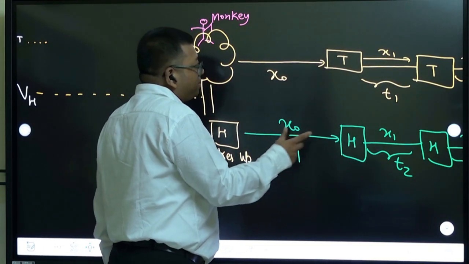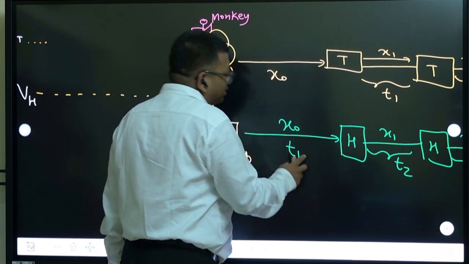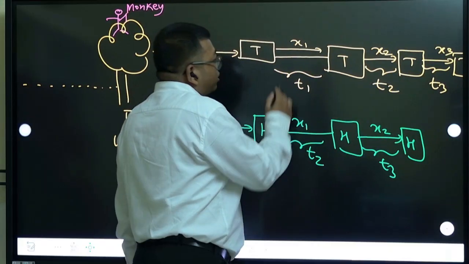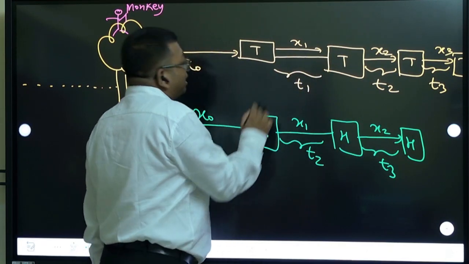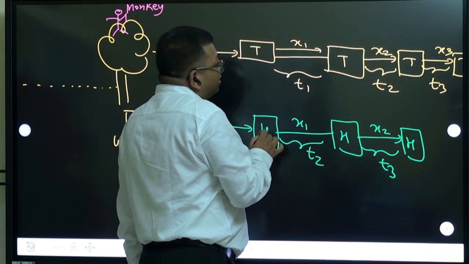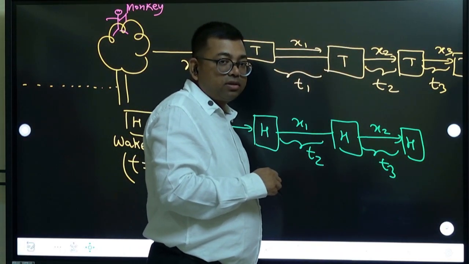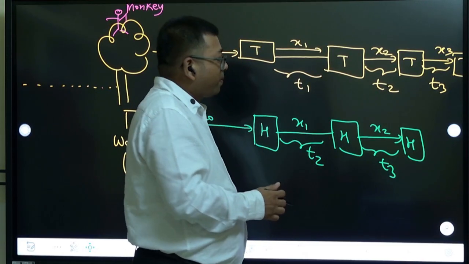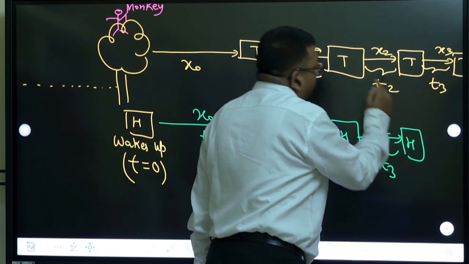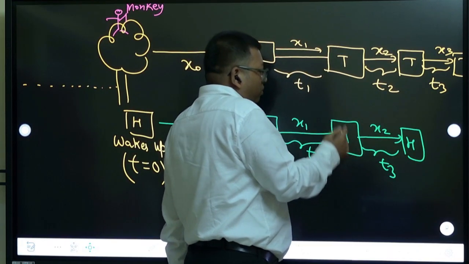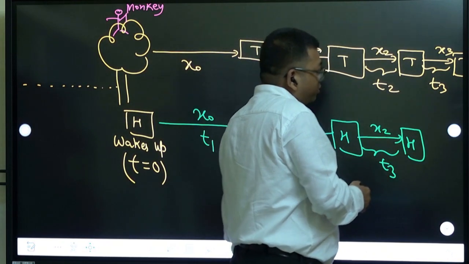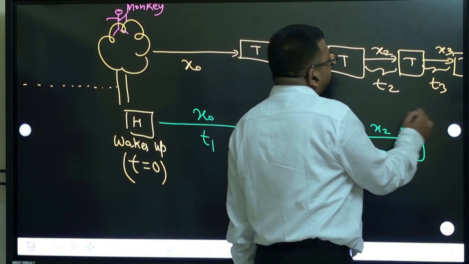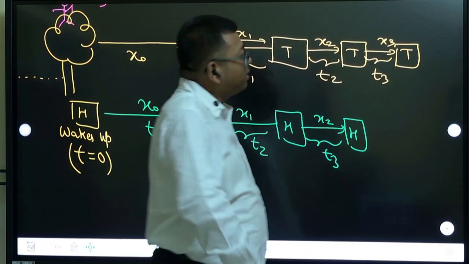So he tries to overtake him. He tries to cover this x naught distance in time t1, but by the time he covers x naught distance, the tortoise is also moving. So the tortoise will travel a distance of x1 in the same time t1. When he reaches here, he sees that the tortoise has already moved x1 distance. So again the hare will try to cover this x1 distance, but this time he takes a time t2. But in that time t2, the tortoise further moves x2 distance. Now the hare sees that he needs to cover that x2 distance. So this time he will take time t3. But in this time t3, the tortoise again moves x3 distance. So like that, the thing is happening.